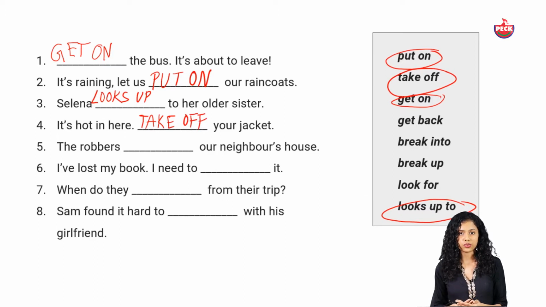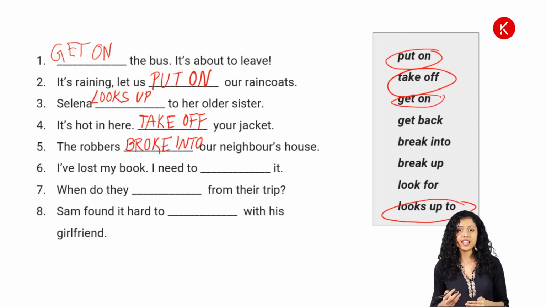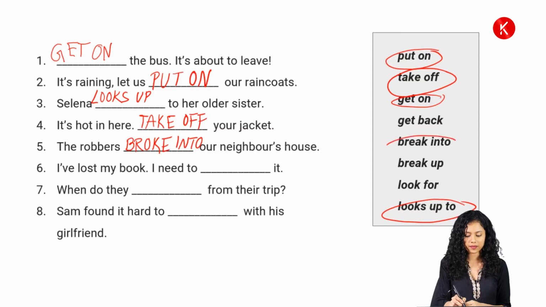The robbers blank our neighbor's house. So what do robbers do? They break into, they enter forcefully. So the word you would use here is break into. Since the sentence is in the past, you would say broke into. So the robbers broke into our neighbor's house.